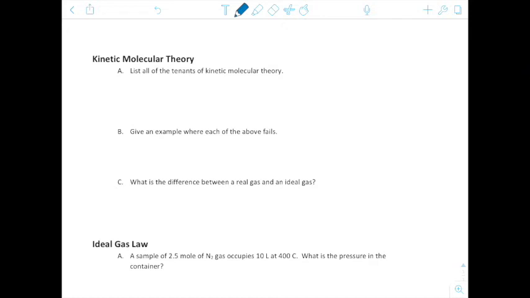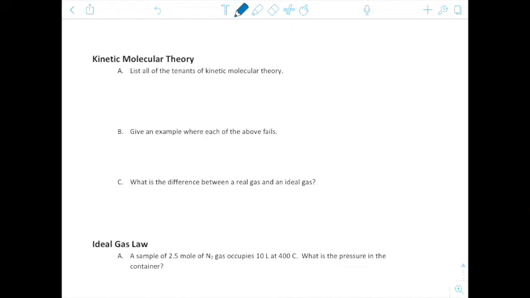Looking at the kinetic molecular theory, it says list all the tenets of the kinetic molecular theory. Number 1, a gas consists of small particles traveling in a straight line motion and obeying Newton's laws of motion. 2, molecules of gas have 0 volume. 3, collisions between gas molecules have 0 energy transfer. 4, there are no attractive or repulsive forces between the molecules. And 5, the average kinetic energy of a molecule is defined by 3 over 2 kT. Those are the tenets of the kinetic molecular theory, the postulates that we have.